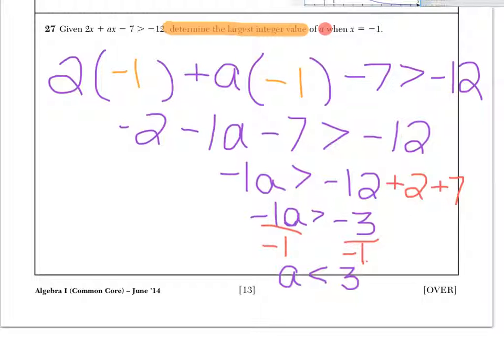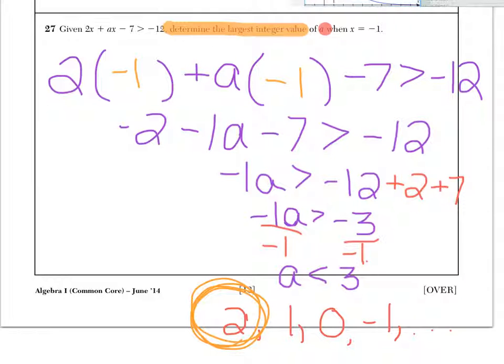So A is smaller than 3. Well, 3 is not smaller than 3, but 2 is, 1 is, 0 is, -1 is, and so on and so forth. I want the largest one, so my final answer, A, is 2.